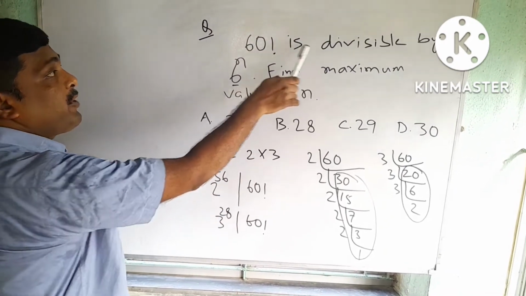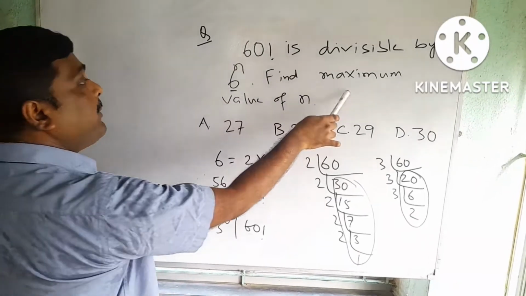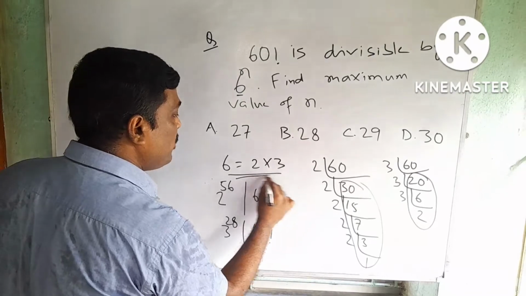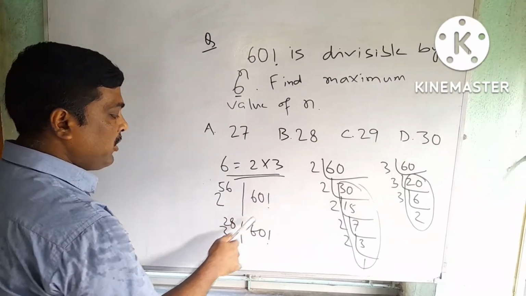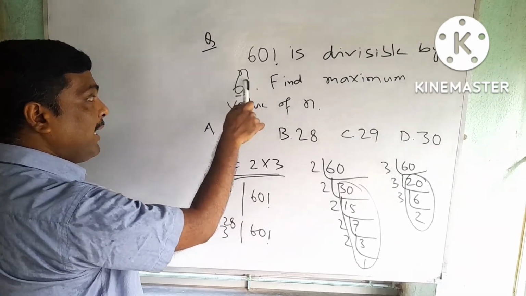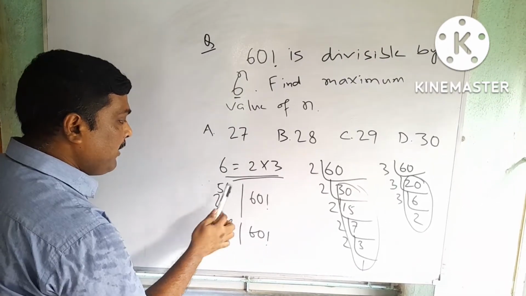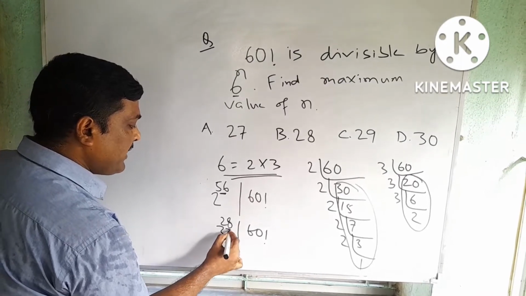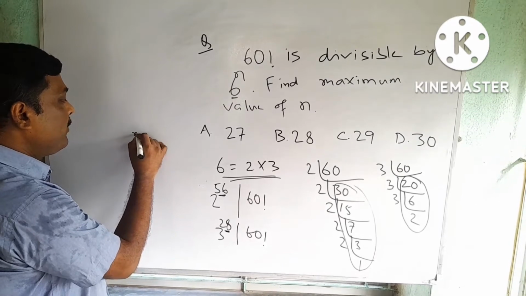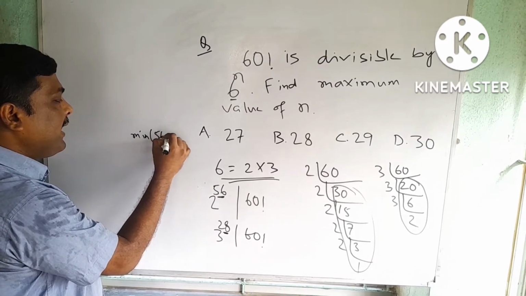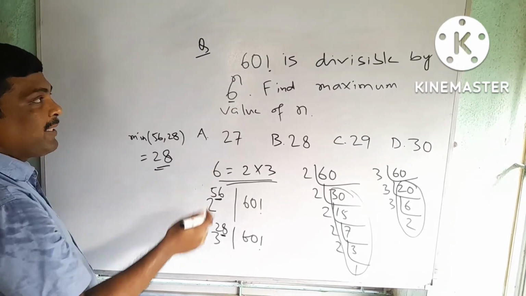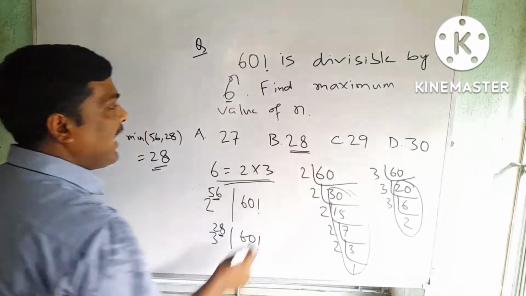Question is 60 factorial is divisible by 6 to the power n, and find the maximum value of n. 6 can be written as 2 into 3. 2 to the power 56 divides 60 factorial. 3 to the power 28 divides 60 factorial. This n is the minimum of these two, 56 and 28. Minimum of 56 and 28 is 28. So the maximum value of n is 28. Okay.